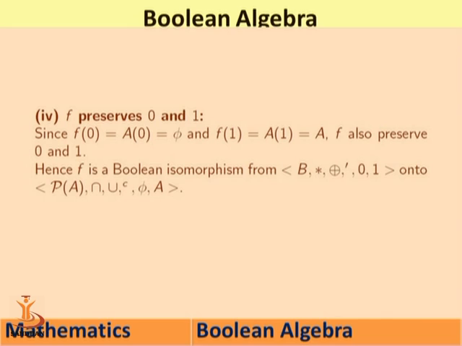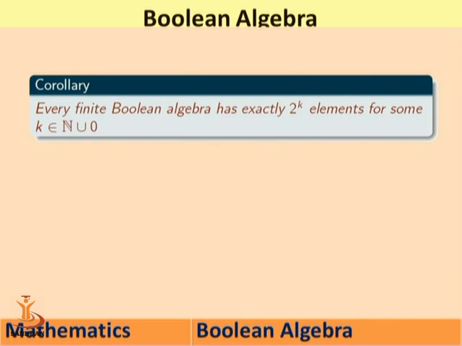So here we have f as an isomorphism from B, star, ring sum, dash, 0, 1 onto the power set of A. Now by using this result we have a characterization for any Boolean algebra, that is our next corollary, that every finite Boolean algebra has exactly 2 raised to k elements for some k belonging to the natural numbers union 0. Now this corollary says that there is no Boolean algebra with a number of elements which is not equal to 2 raised to k. Now its proof is very easy.